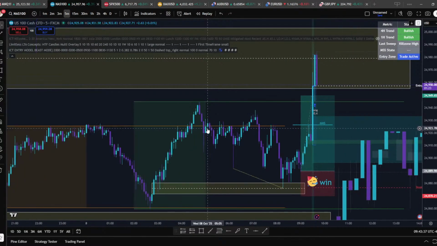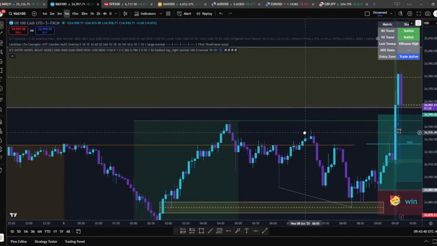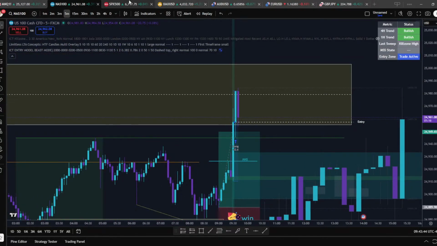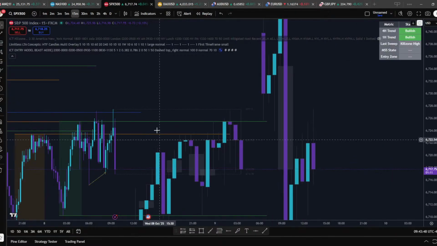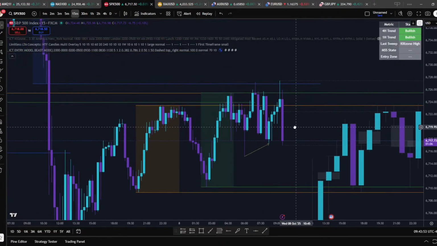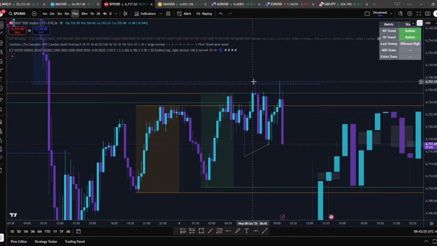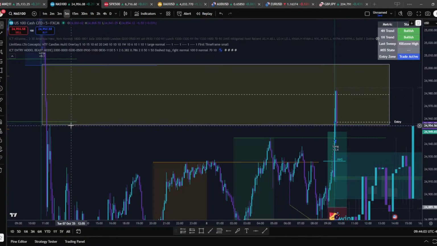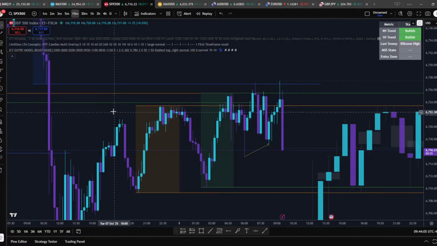Why do I say that? It's now respecting the 4-hour fair value gap on both ends. And ES is super weak. Super weak. Look at this. There might not be the biggest SMT formed. Alright. There. But the respect of the fair value gap is crazy, guys.